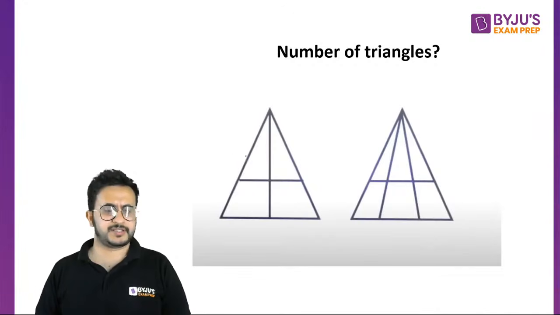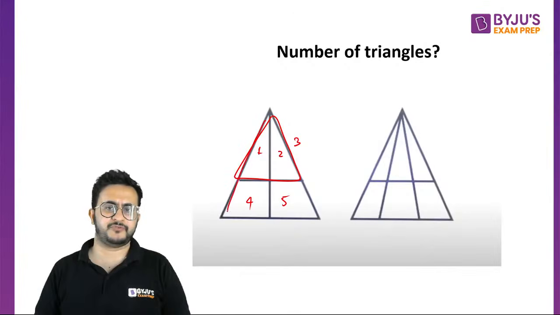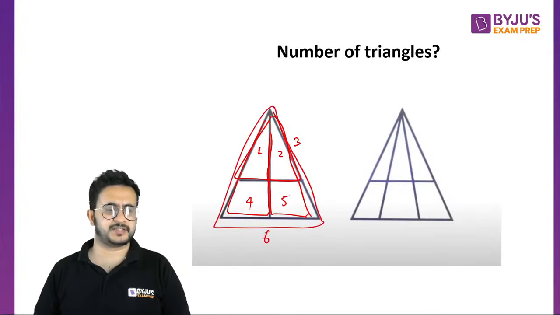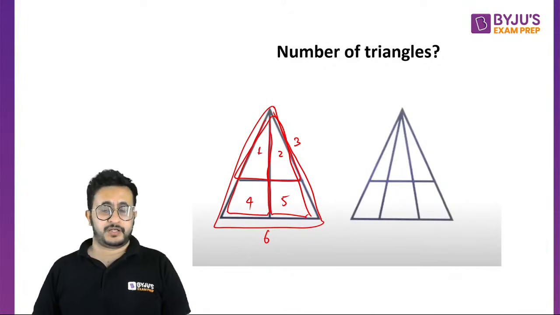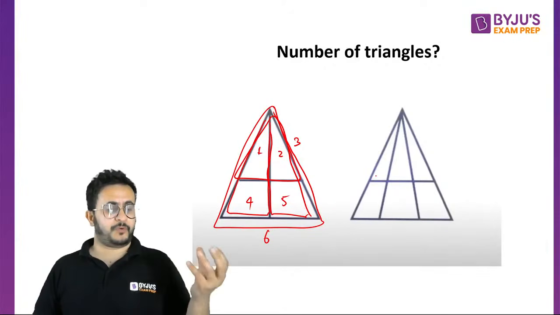So we can count in this, right? We can say that this is the first triangle, this is the second triangle, this is the third triangle. And then we see that 4 in the bottom, 5, that is this larger triangle, are 4 and 5. And then the grand triangle, the biggest triangle, that makes it 6.